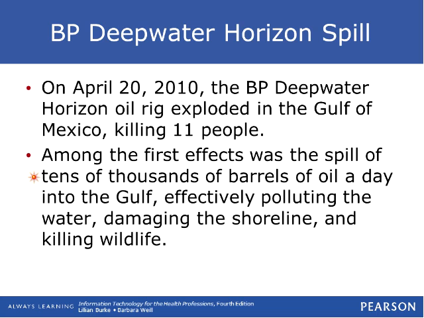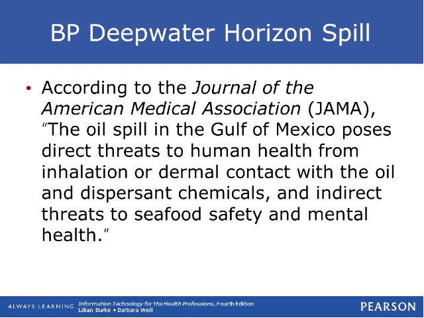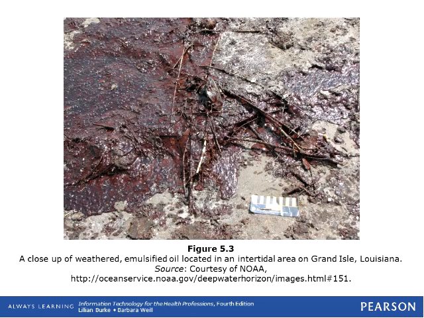It effectively polluted the water, damaged the shoreline and wildlife. So the second hit here was the Gulf of Mexico had this environmental spill. According to the Journal of the American Medical Association, JAMA, the oil spill in the Gulf of Mexico poses direct threats to human health from inhalation or dermal contact with the oil and dispersant chemicals, and indirect threats to seafood safety and mental health. So this spill had far-reaching effects, not only locally, but in the environment.